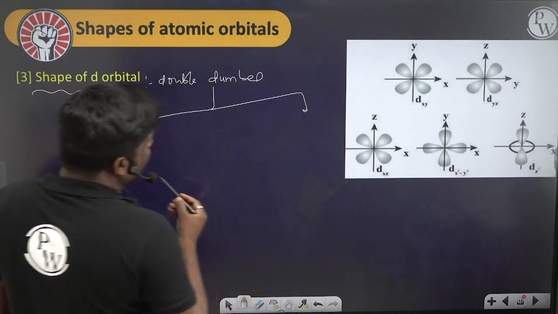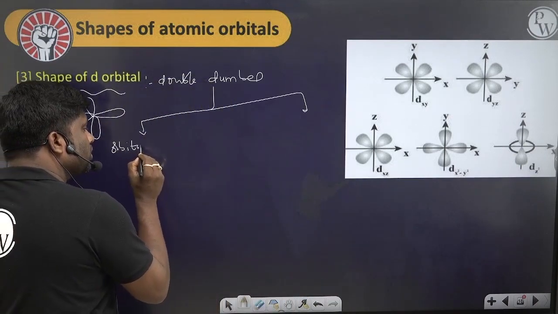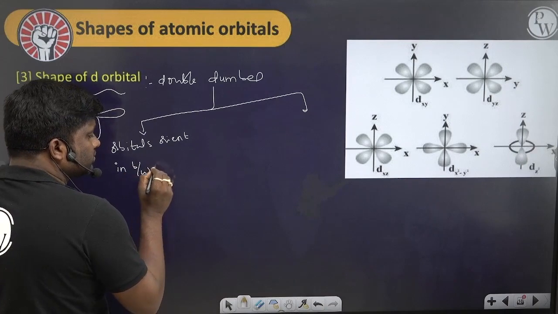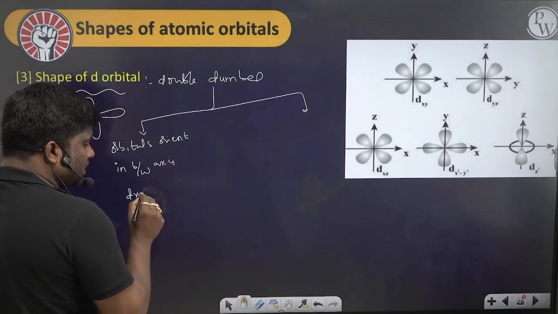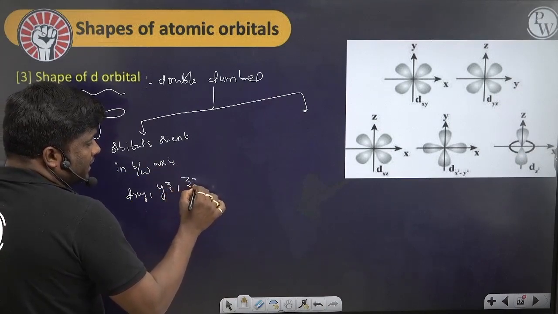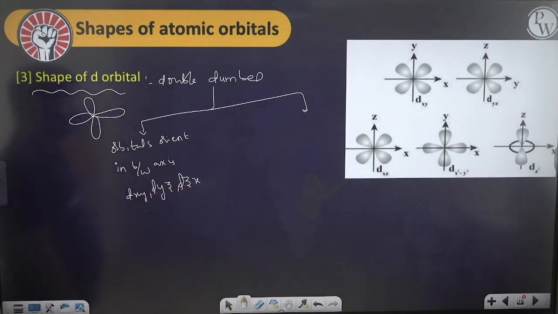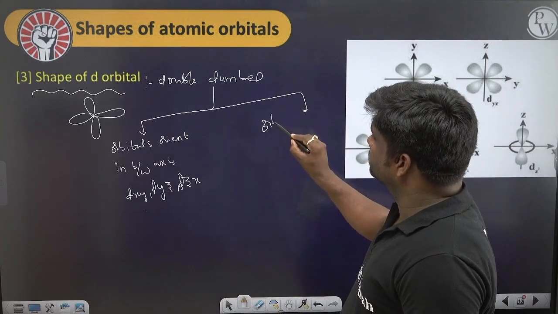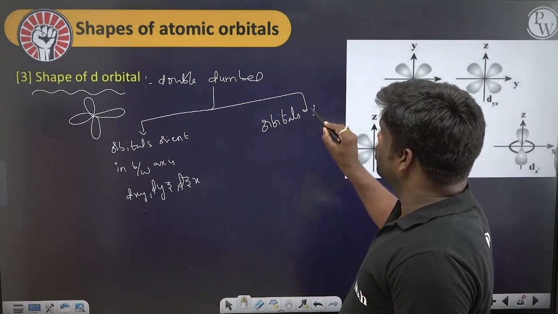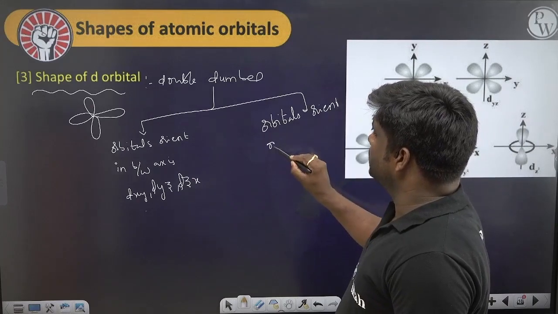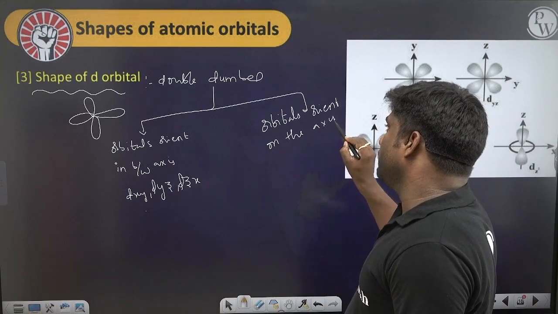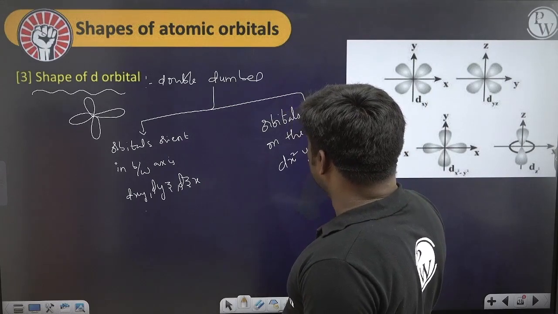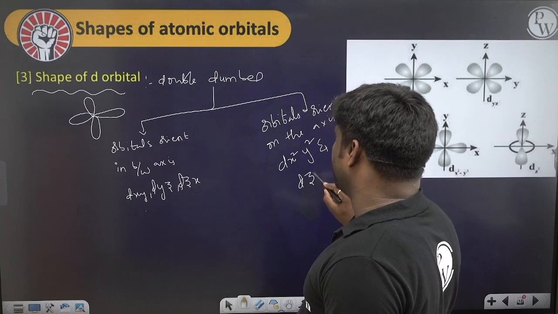One is orbitals that orient in between the axes, that is dxy, dyz, dzx. And the second one is orbitals that orient on the axes. They are dx square minus y square, and dz square.